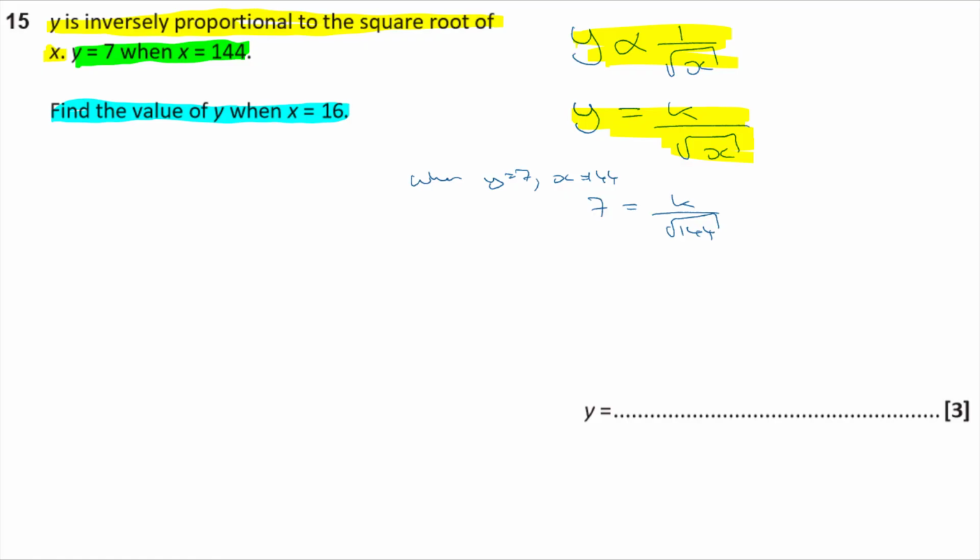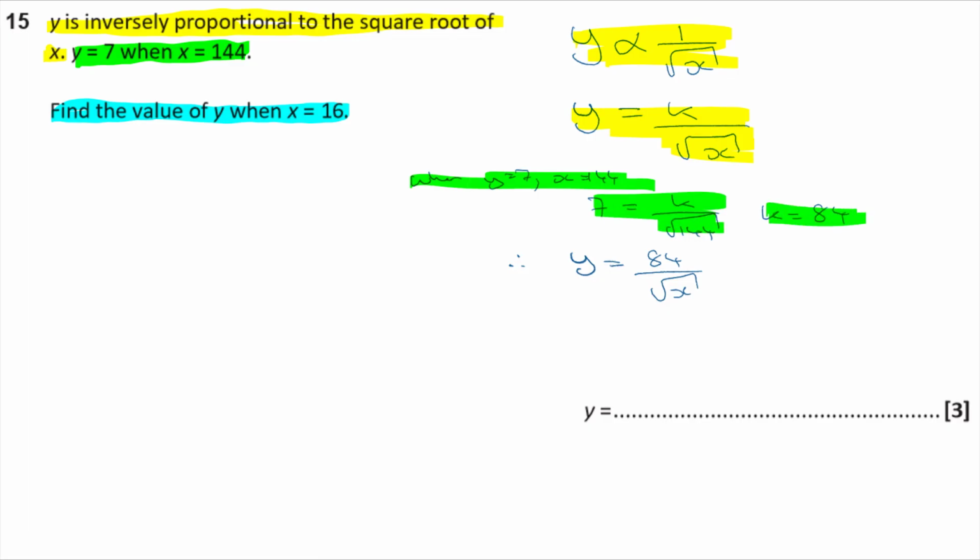Root 144 is 12, so times both sides by 12, I'm going to get k is equal to 12 lots of 7, isn't it? What's 12 sevens? 84. Okay, so that comes from the green bit, and then once I know what k is, I can complete the equation. Therefore, the equation is y equals 84 over the root of x. Okay, so I used the green bit to sub into the equation, find k, and therefore complete the equation.